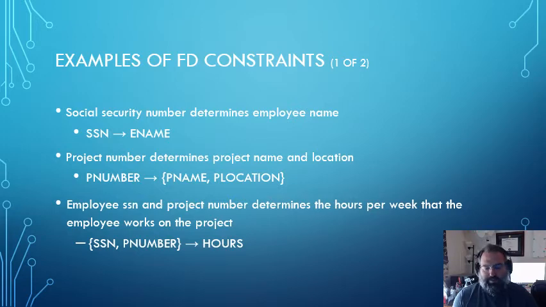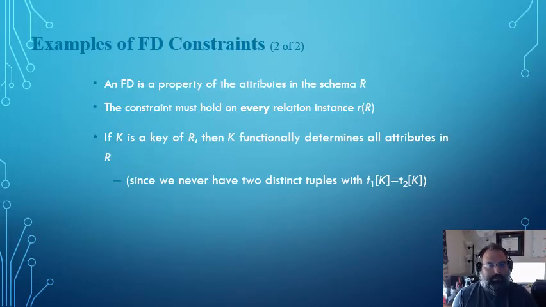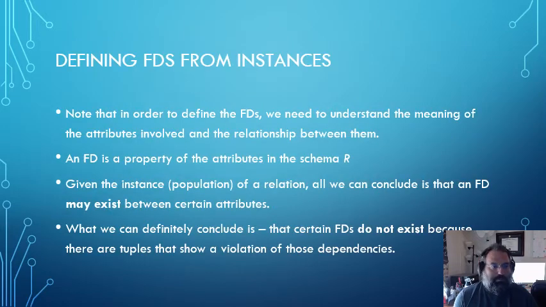number determines the hours per week that the employee works on the project. A functional dependency is a property of the attributes in the schema R. The constraint must hold on every relation instance of R. If K is a key of R, then K functionally determines all attributes in R, since we never have two distinct tuples with t1[K] equals t2[K].